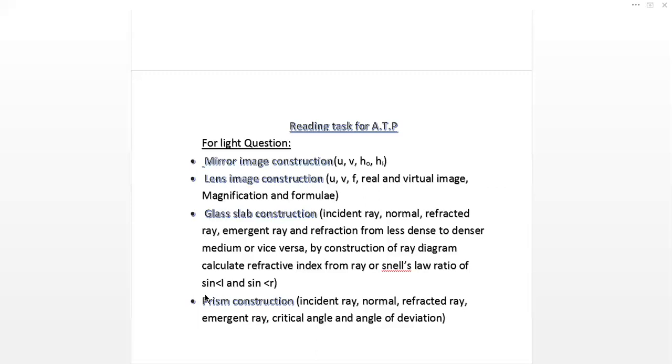If we draw the emergent ray completely, and the actual incident ray direction, you will get the angle of deviation. You will draw the actual incident ray completely, without bending, and you will draw the emergent ray. The angle between the incident ray and the emergent ray is called the angle of deviation.